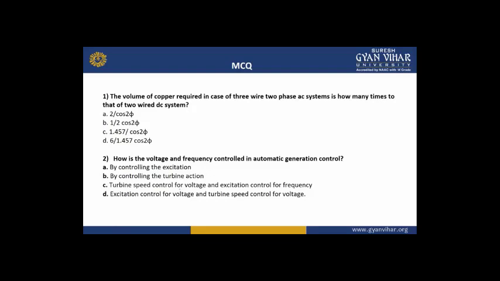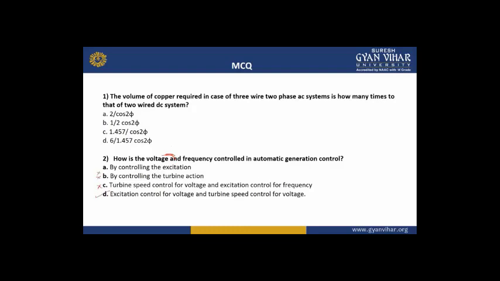Next question is, how is the voltage and frequency controlled in automatic generation control? Now I've told you the voltage and frequency, these are two separate entities. Okay, so how are these being controlled in automatic generation control? By controlling the excitation, by controlling the turbine action, turbine speed controls for voltage and excitation control for frequency.